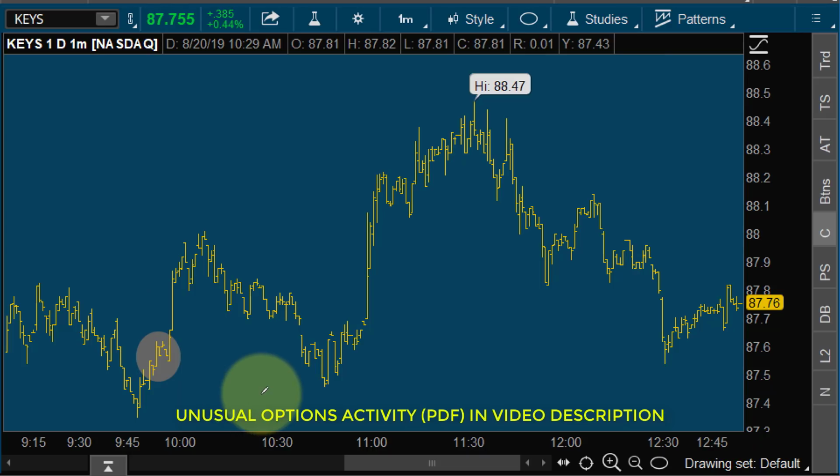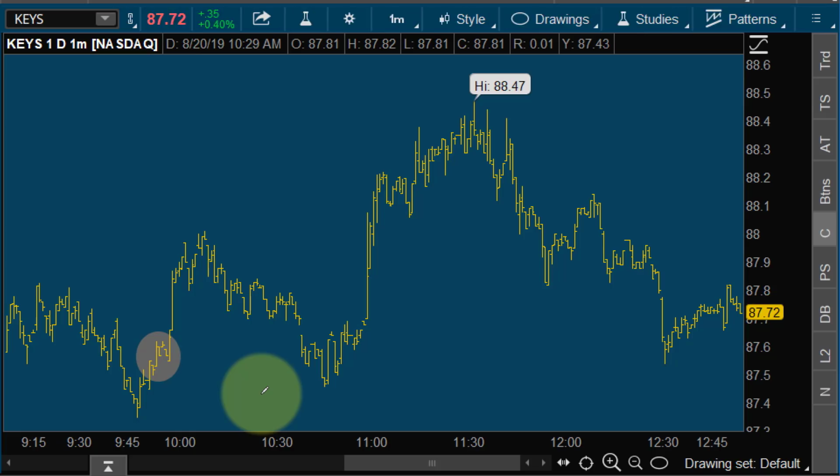So here was the intention of that order. Somebody bought calls. They lifted an offer and they bought calls, which is a very, very bullish position, but it's also bullish volatility. How do I know they bought calls? Good question. Thank you for asking.